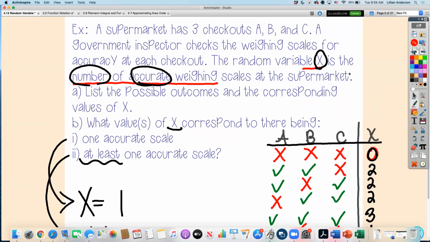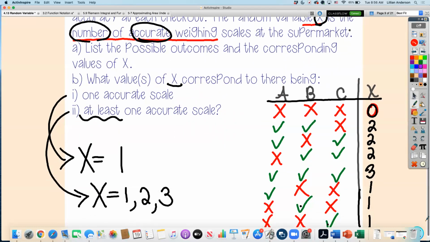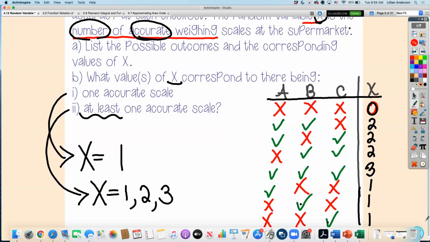Can you explain again how you did at least 1 accurate scale? At least 1, remember, means that 1 is the lowest number that could be accurate, but we could have up to 3 accurate scales. So that's why for B double I, X could either equal 1 or 2 or 3, because it said at least 1. So it's that range.